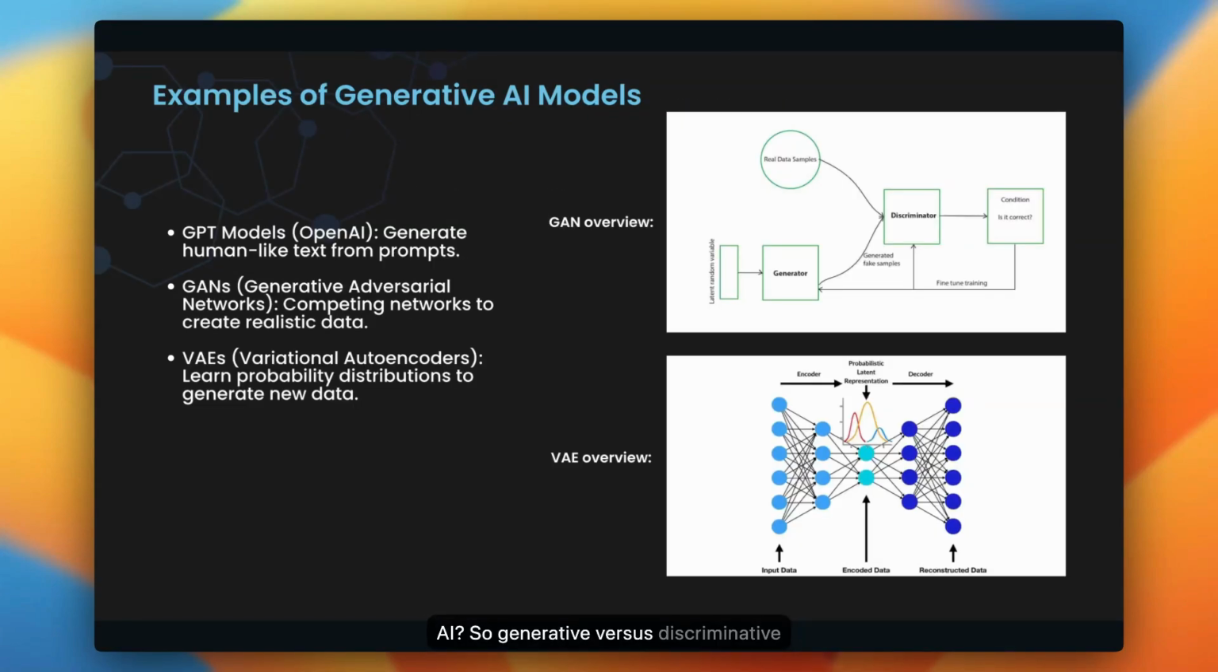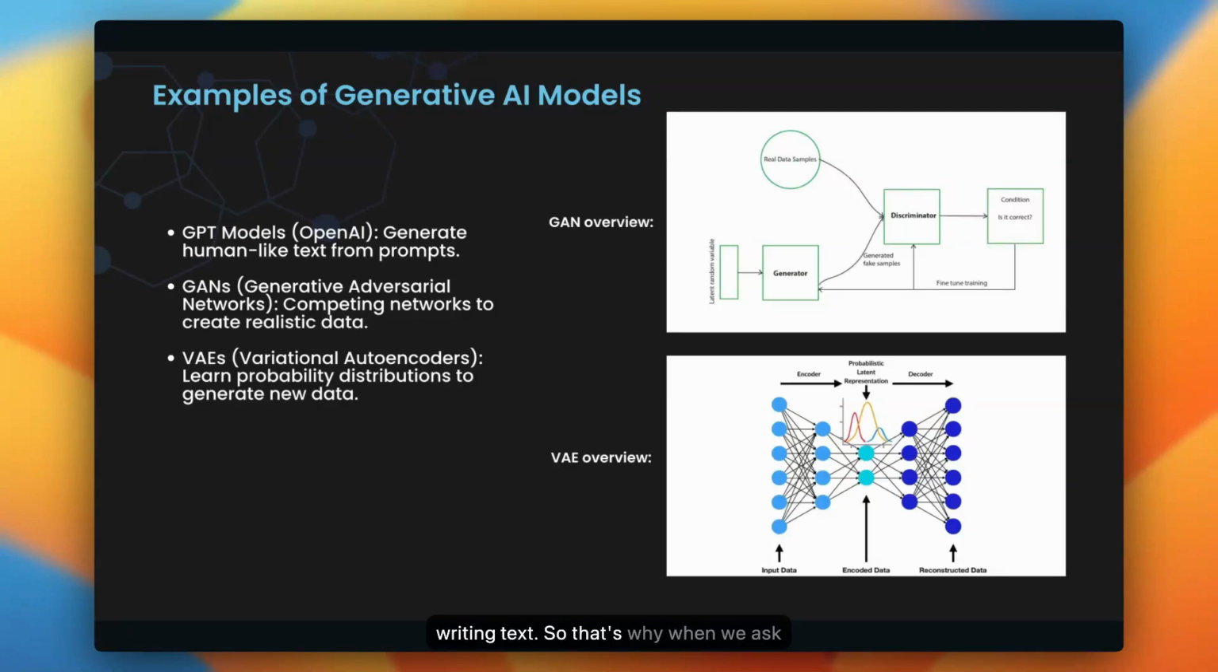So how does generative AI differ from other AI? Generative versus discriminative models. Discriminative models focus on predicting labels given input data, such as is this email spam or not, and generative models focus on generating new data that resembles the training data. For example, composing music, writing text.